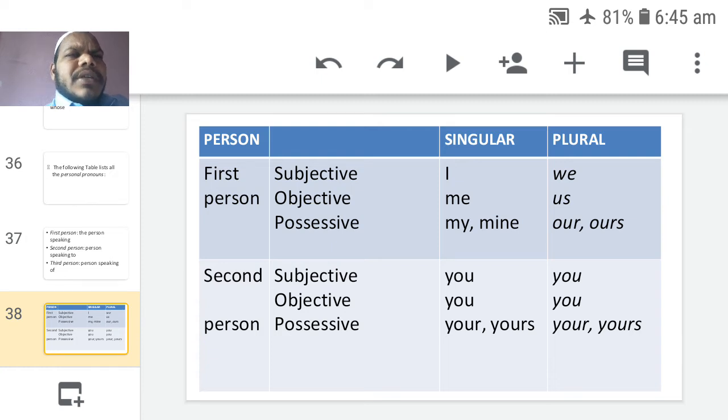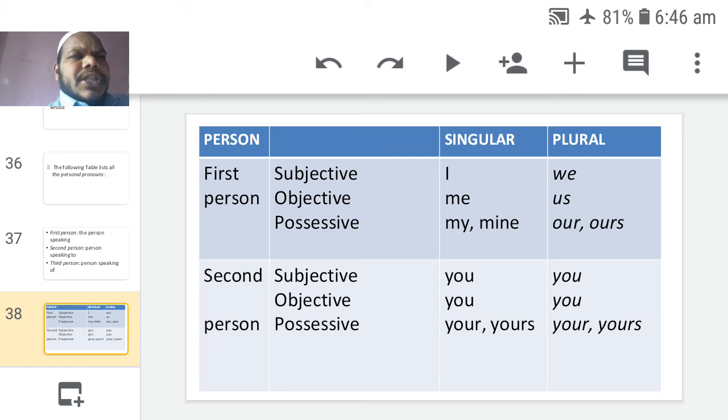and when it comes in the first person plural, it becomes we. The same first person, when the pronoun comes at the object place, it becomes me in singular, whereas it is us in plural. In possessive, in first person, the pronoun is my and mine in singular, whereas our and ours in plural.